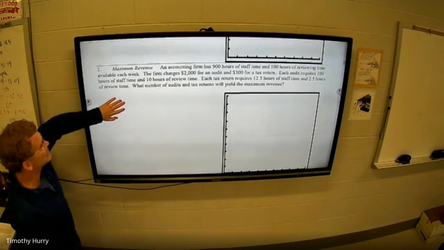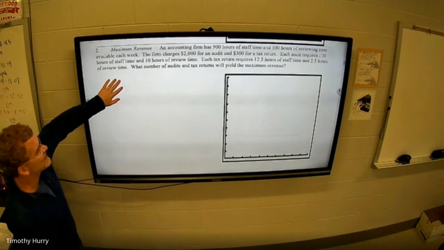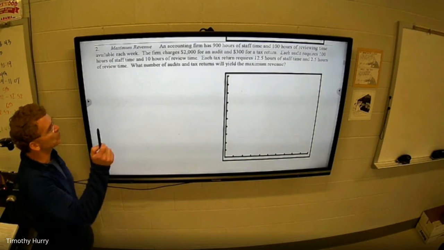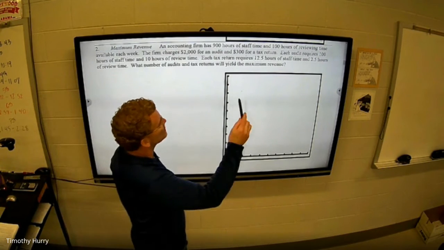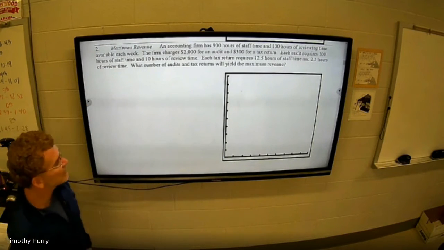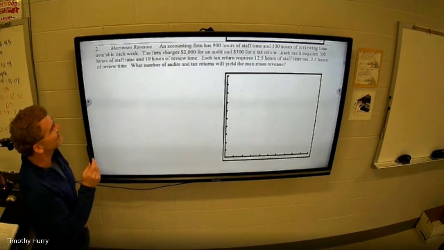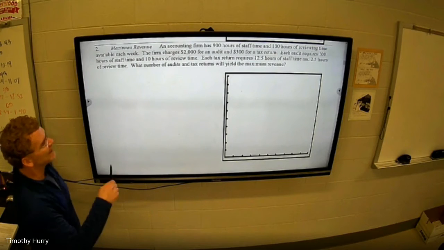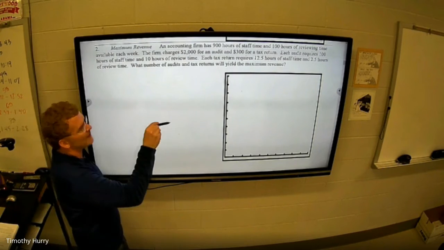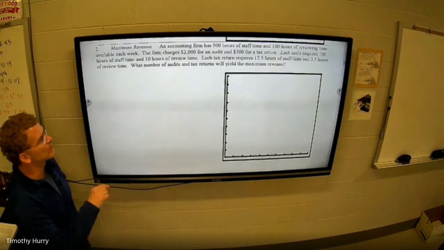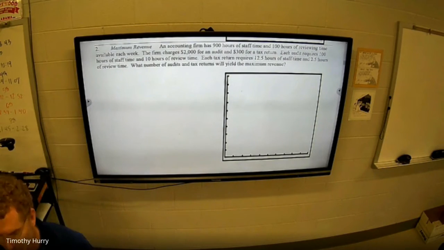Let's check out this one. It says an accounting firm has 900 hours of staff time and 100 hours of reviewing time available. The firm charges $2,000 for an audit and $300 for a tax return. Each audit requires 100 hours of staff time and 10 hours of review time. Each tax return requires 12 and a half hours of staff time and 2.5 hours of review time. What number of audits and tax returns will yield the maximum revenue?